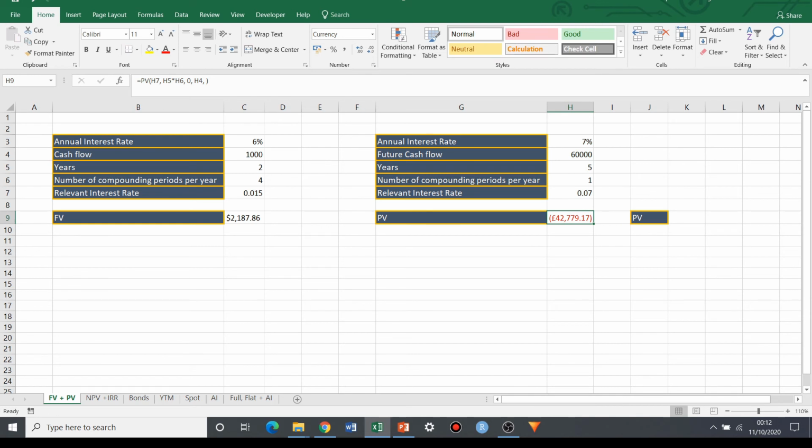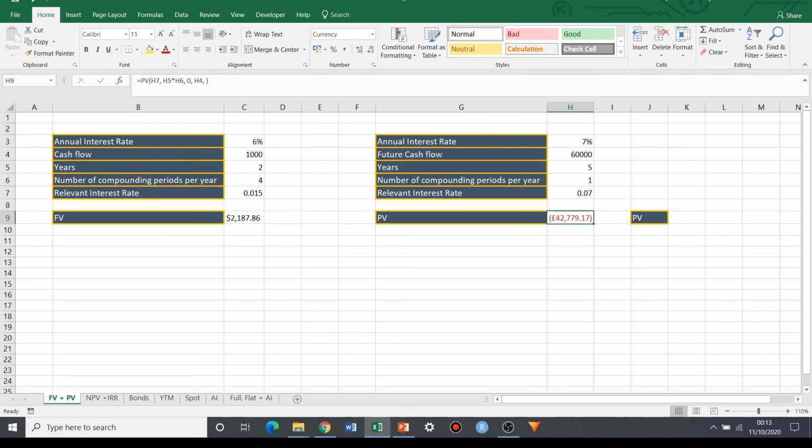So pressing enter, then you can see that we get $42,779.17. Now, as you can see, the number is in brackets and in red, which obviously means that it's a negative number. In the case of present value problems, I actually prefer them to be negative.